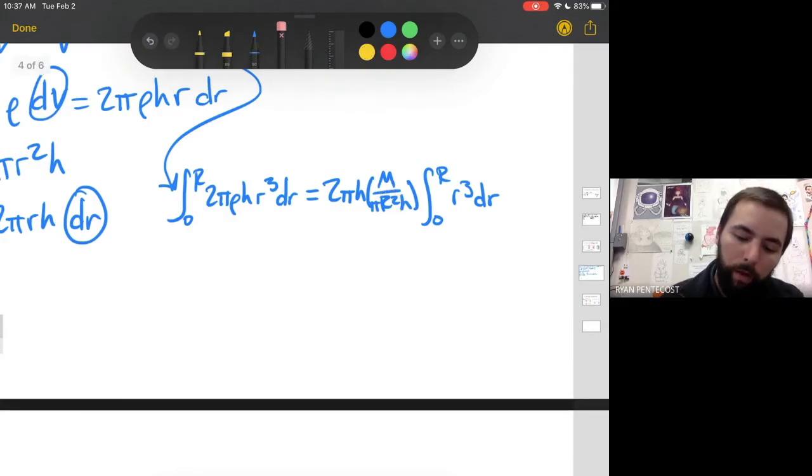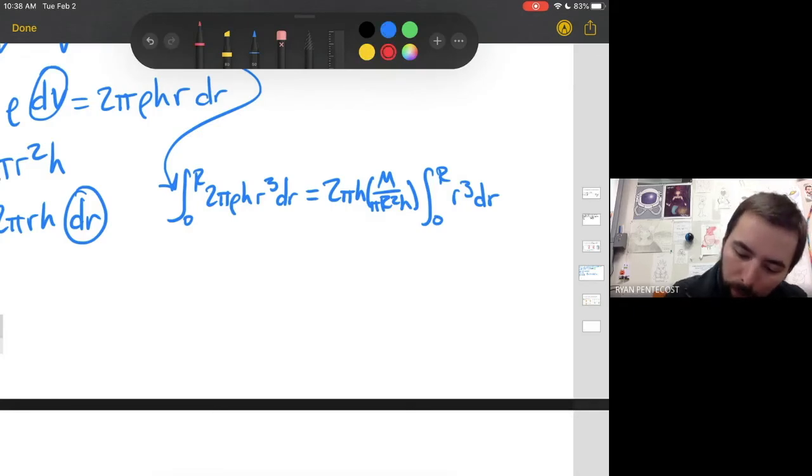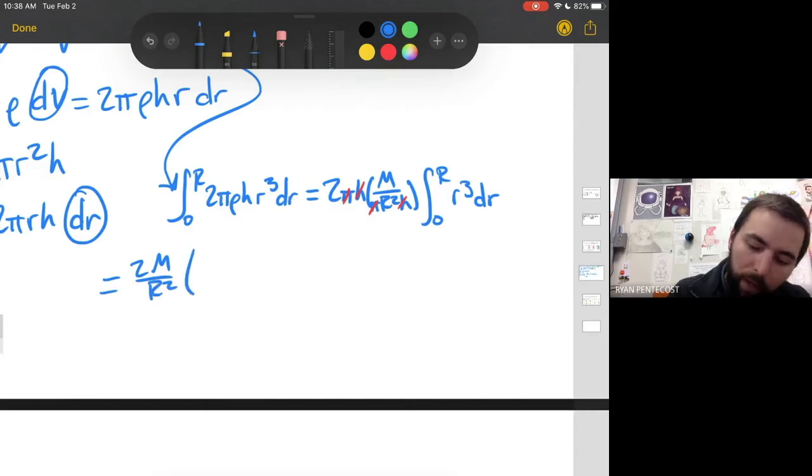All right, now let's get back to this. We've got pi gone, h is gone, and so we are left with a different looking integral. Now we've got 2m divided by R squared, and now we evaluate the integral. That's going to be r to the 4th over 4. Now 2/4 becomes 1/2, and those two R's go away to give you m R squared over 2.